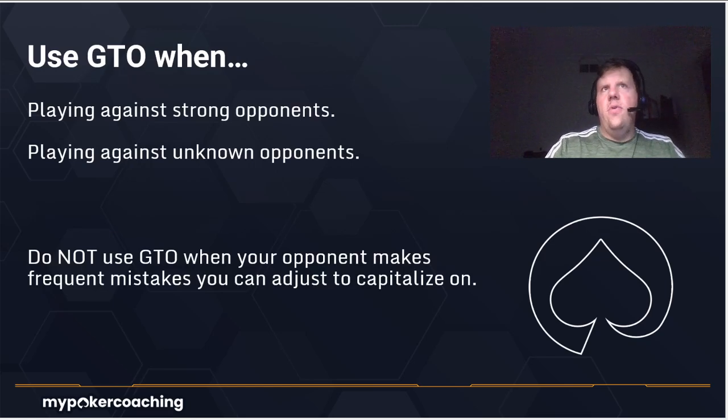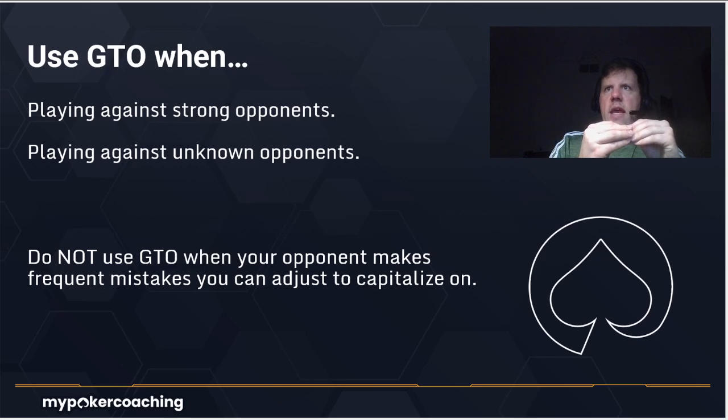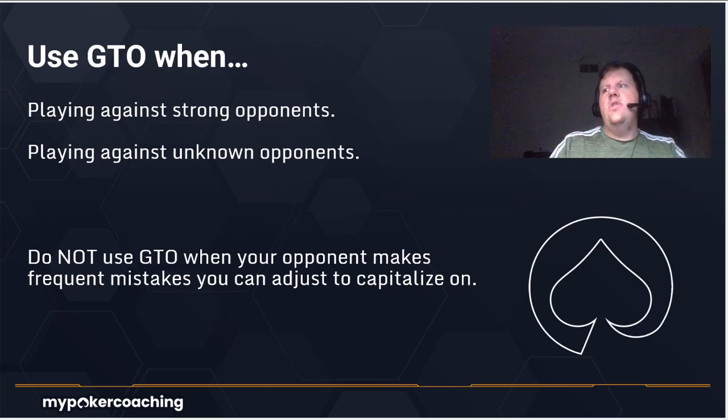Use a game theory approach when you're playing against strong opponents, when you're playing against unknown opponents, when you don't have reads. Do not use a GTO strategy when your opponent makes frequent mistakes that you can adjust to capitalize on. So you have your baseline strategy that you want to learn, and then you're adjusting that strategy based on your opponents to try to win the most amount of EV and capitalize on their mistakes.